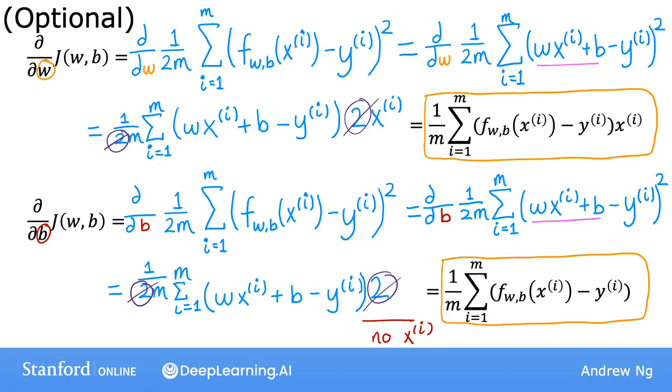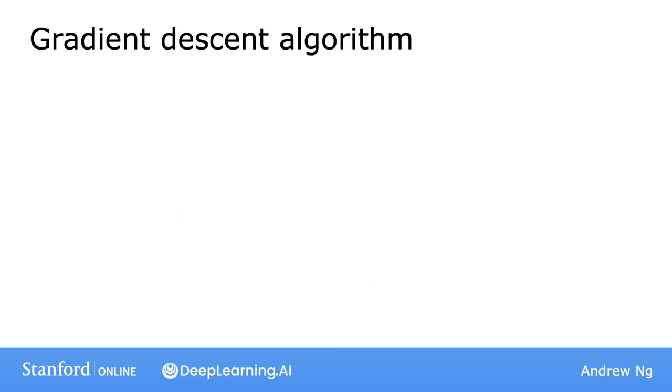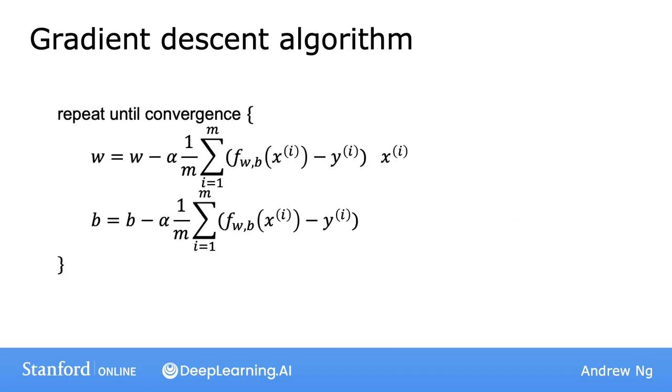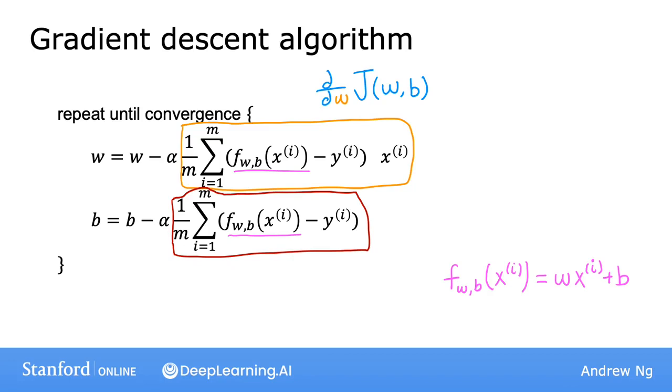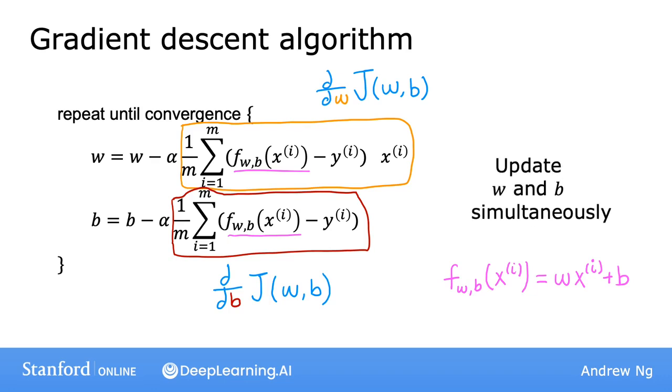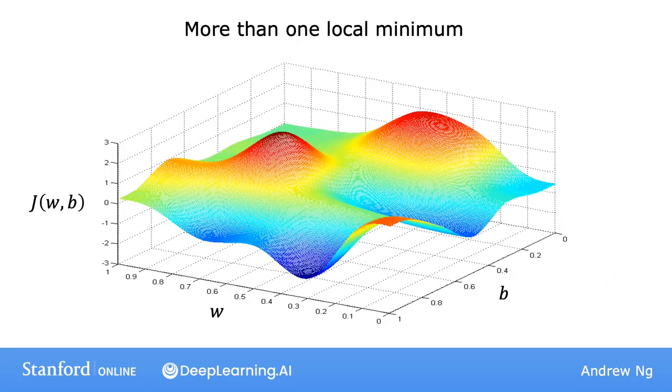So here's the gradient descent algorithm for linear regression. You repeatedly carry out these updates to w and b until convergence. Remember that this f of x is a linear regression model, so it's equal to w times x plus b. This expression here is the derivative of the cost function with respect to w, and this expression is the derivative of the cost function with respect to b. And just as a reminder, you want to update w and b simultaneously on each step. Now, let's get familiar with how gradient descent works.